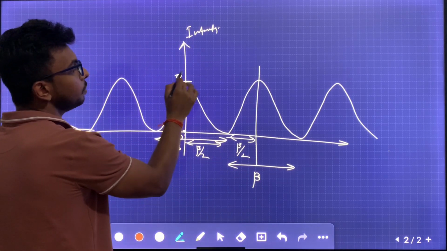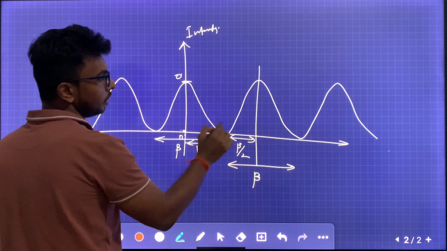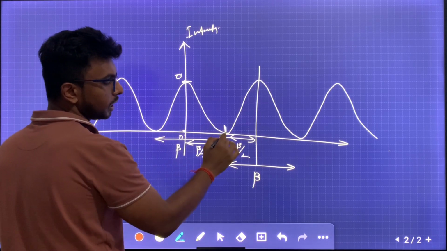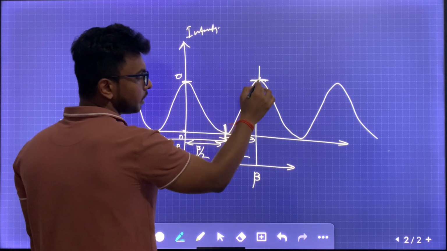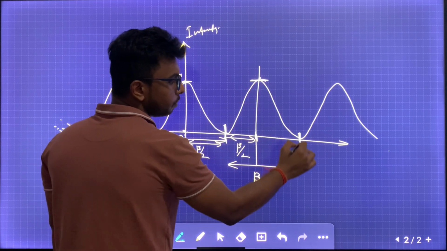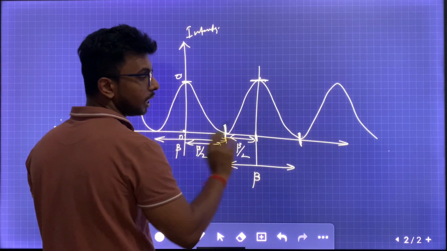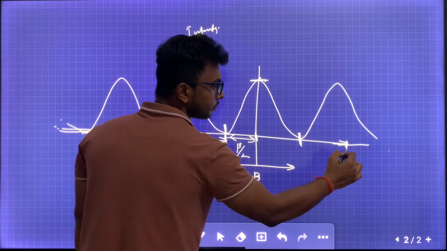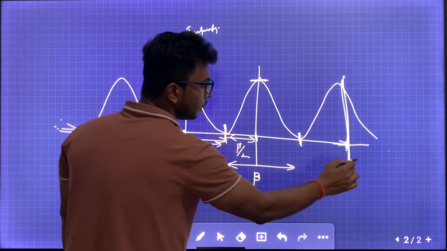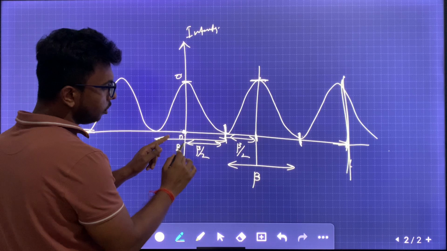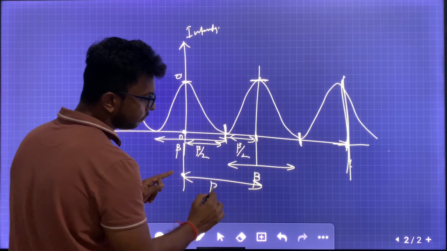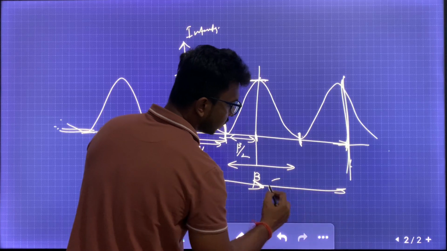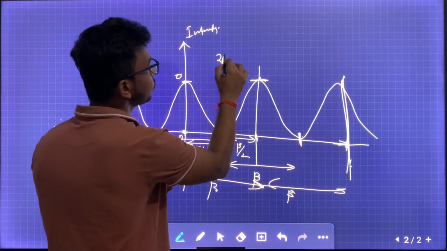This is central maxima 0. This is the first minima after the central maxima. Minima means first dark line. First maxima after the central maxima. Second minima after the first bright line. Second maxima. If they ask you what is the location of the second maxima, so this is 0. From 0th maxima to the first maxima is beta. From the first maxima to the second maxima is also beta, so it is 2 beta.